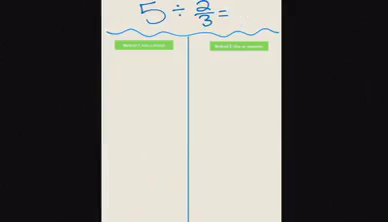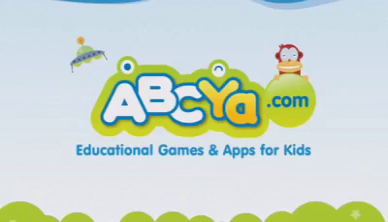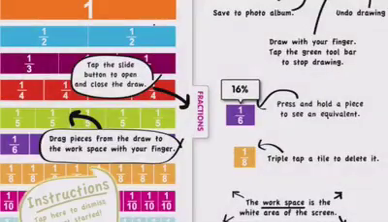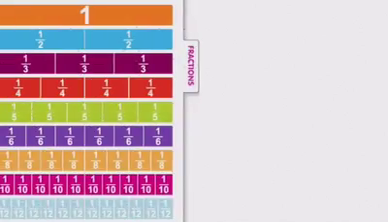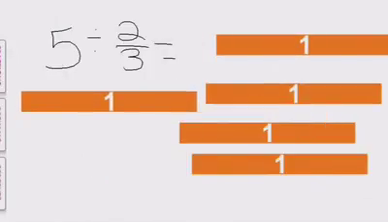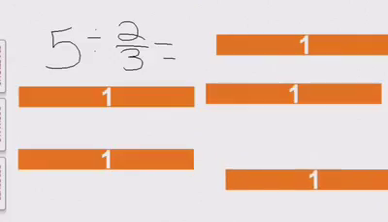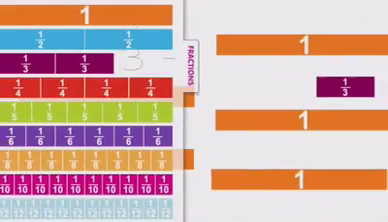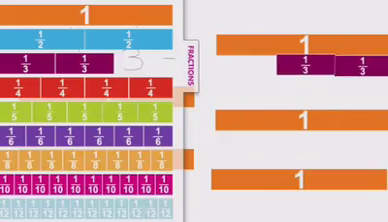Let's try another one. Now we've got 5 divided by 2/3. So again, let's start by using a model. Pull up your virtual manipulatives. Okay, I'm going to start by writing 5 divided by 2/3. And again, start by modeling the number 5. 2, 3, 4, 5. I'm just going to space these out a little so we've got room. Okay, we're dividing it by 2/3, so we're going to use the third pieces, and then we'll be putting them into groups of 2.